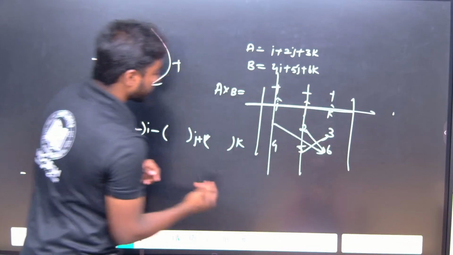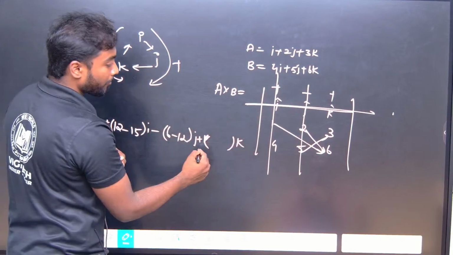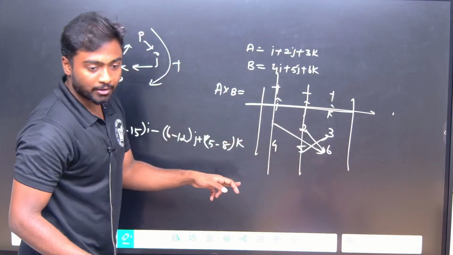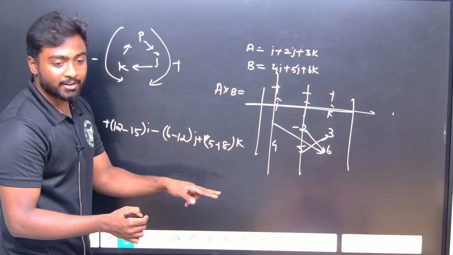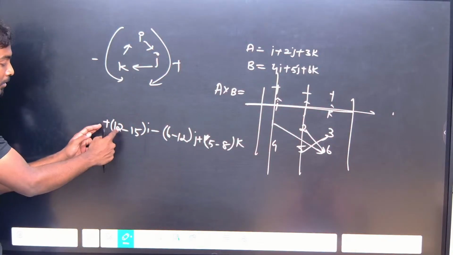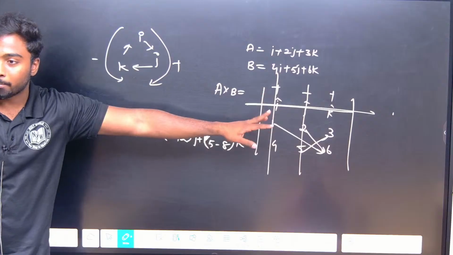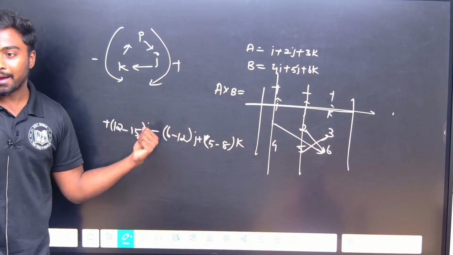1 6 minus 12. Then for k, 5 minus 8. If minus is there, it will be minus of minus. So whenever you are writing 12, keep minus. Whatever sign and magnitude are coming, keep as it is.